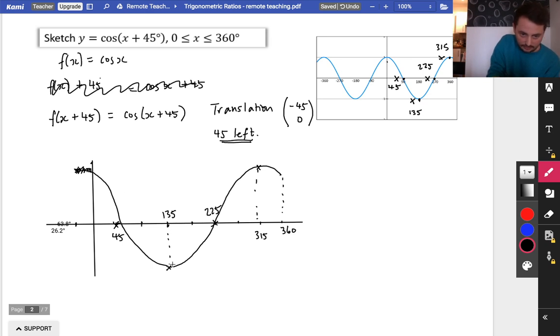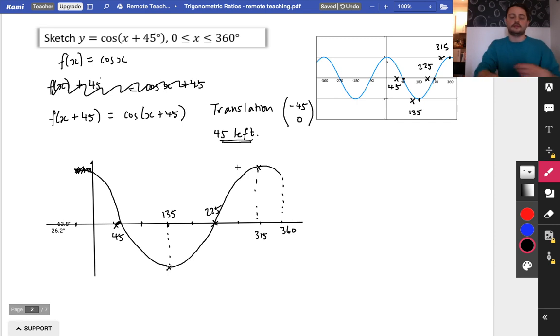Really the key things that they're looking for is that this bottom peak is going to be at 135 because it's shifted 45 to the left, and this bit here is meant to be 45. It doesn't start at the top, it actually starts up here and kind of is already on the downhill at this stage.